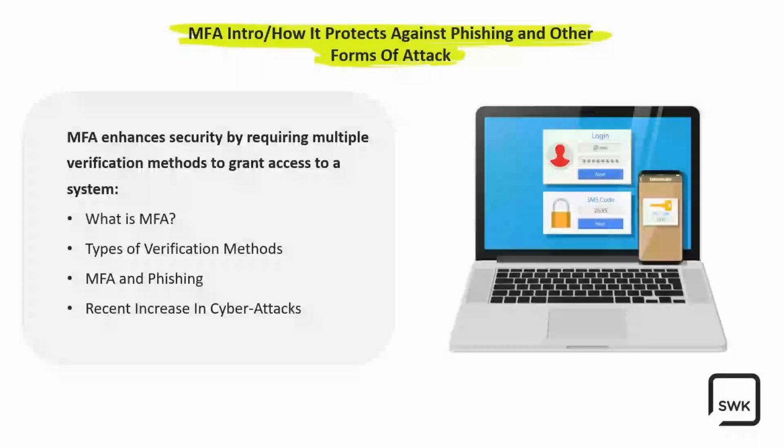MFA and phishing. MFA enhances security by requiring multiple layers of verification before granting access to an account or system. This makes it significantly harder for attackers to breach, as they would need more than just a password. Even if a password is compromised, the additional verification step, like a text message or biometric scan, acts as a barrier, reducing the risk of unauthorized access. Furthermore, there are additional policies such as conditional access that can be put in place, and more on that later.